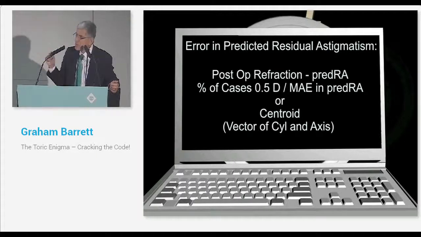Now, you can express that error in one of two ways. You can express it as a percentage of cases within a half diopter of predicted error, or a better terminology, which if you're not familiar with, you will become familiar with, is a centroid value. The centroid value of a group of vectors reflects both the cylinder power and the axis, and that's the correct term when discussing toric outcomes.